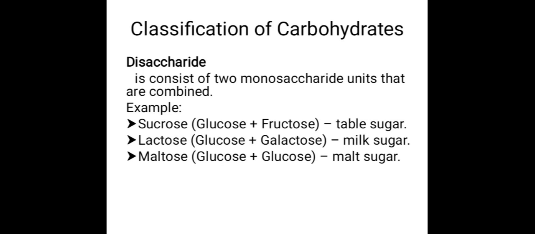So the sugar that we use in making coffee is sucrose. Next, we have lactose, also known as milk sugar, which is a combination of glucose and galactose. Again, lactose is a combination of glucose and galactose. And then we have another example, maltose. Maltose, or malt sugar, is a combination of two glucose molecules. So there are two glucose units present in the structure of maltose.